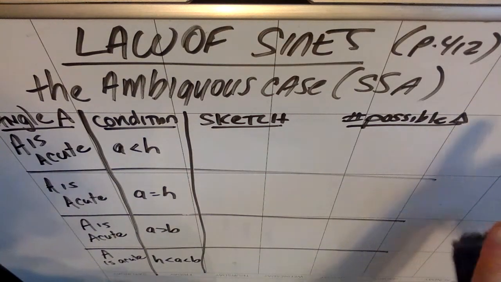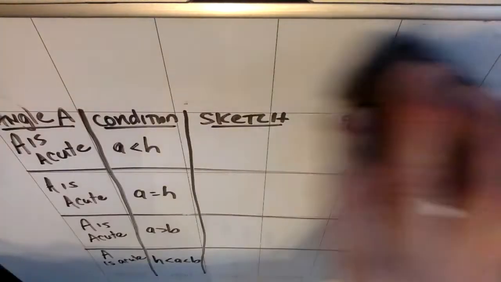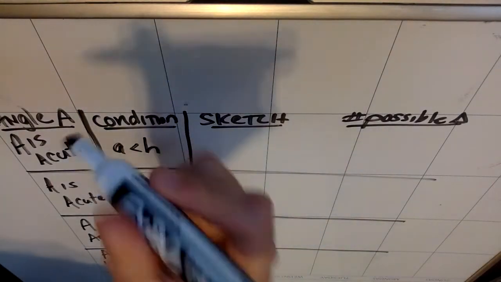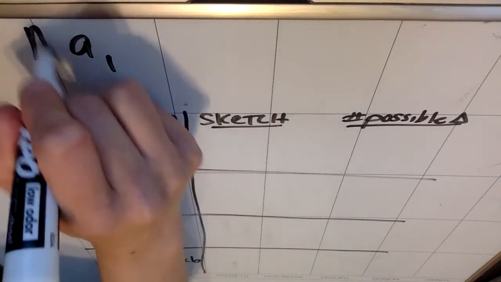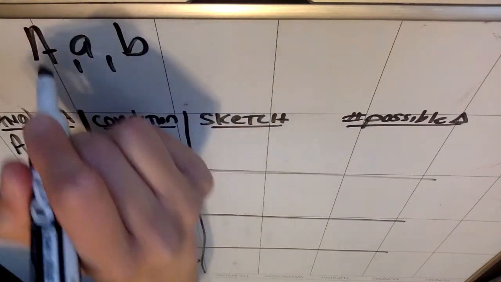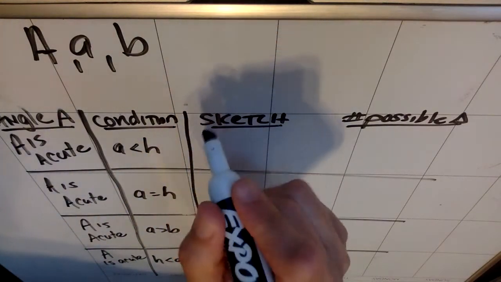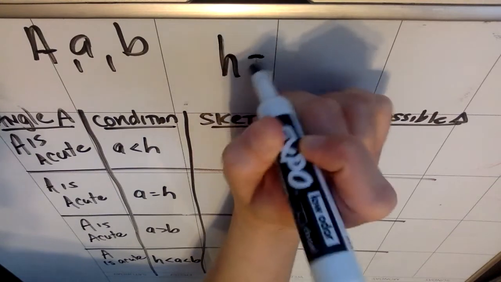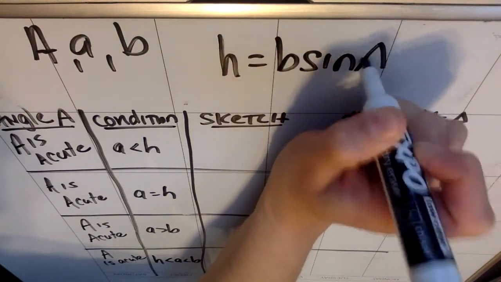This is on page 412 in the textbook I use, which is the Larson Pre-Calculus 6th edition. So let's talk about what you're given in this case. You're given angle A, big A, side A, and side B, right? So you're given big A and little b. And it's worth noting that in this triangle, the altitude of this triangle is going to be b sine of big A, b sine A.